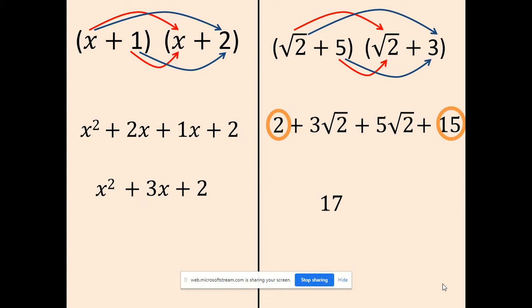So therefore here now, 3 root 2 plus 5 root 2, how many lots of root 2's have you got? You've got 8 lots, 8 root 2's, okay? So it'll be plus 8 root 2. And that's your final answer.